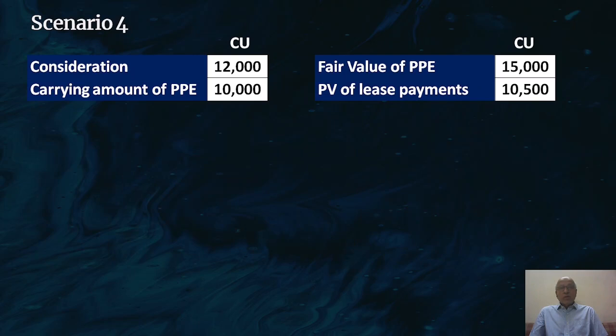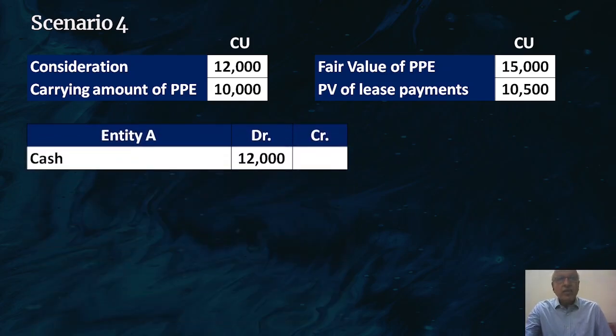Scenario 4. Consideration 12,000 rupees. Fair value of PP is 15,000. Carrying amount of PP is 10,000. Present value of lease payments 10,500. That is, as you know well, the lease liability. Here you see consideration 12,000 rupees, but the buyer should have paid how much? 15,000 rupees fair value. He is paying 3,000 rupees less. First, we record 12,000 rupees amount that has been received. We have received 3,000 rupees less.